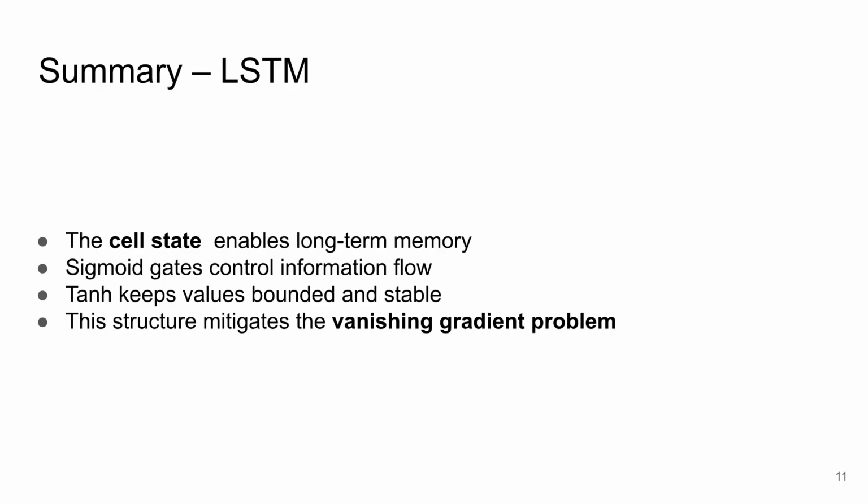First, the cell state C_t enables long-term memory. It's the highway that carries information through the sequence, allowing the network to remember important context from far back. Second, sigmoid gates control information flow. The forget, input, and output gates work together to determine what to discard, what to store, and what to output at each step. Third, tanh activations keep values bounded and stable. This prevents the values in the cell state and hidden state from exploding.